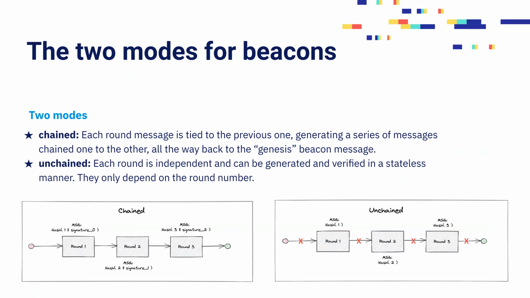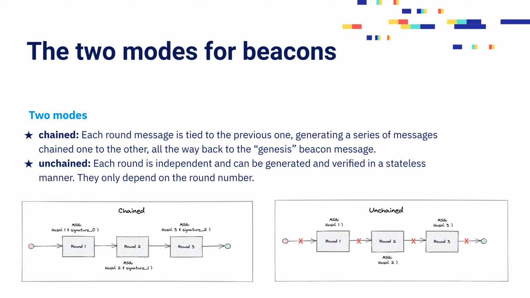Now, I mentioned there are two different modes for beacons. The first one we've already seen is the chain mode, where each round is connected to the previous round, and basically you need the whole chain to verify a new round, and you need the whole chain to generate the next round as well.